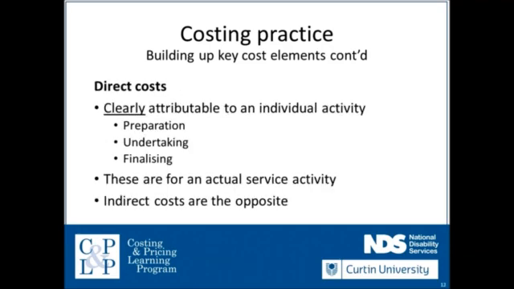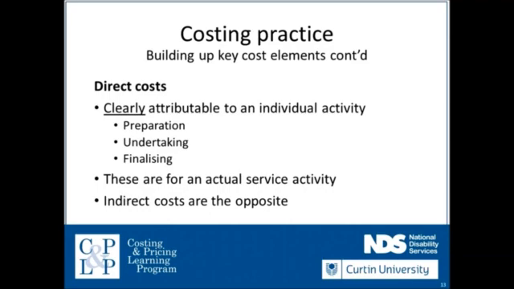The third element that's important to think about is the idea of direct costs. And I mentioned before that often carers' salaries are considered to be variable costs because we tend to allocate them on, if you like, a per job basis or a per unit of measurement basis. They can also be considered to be direct costs. They are those costs that are directly or clearly attributable to an individual activity. So a unit of measurement being undertaken, being prepared for, or even being finalised, so the writing up of notes or anything of that nature, all contribute to the delivery of a particular service and therefore are considered to be direct costs of an organisation.